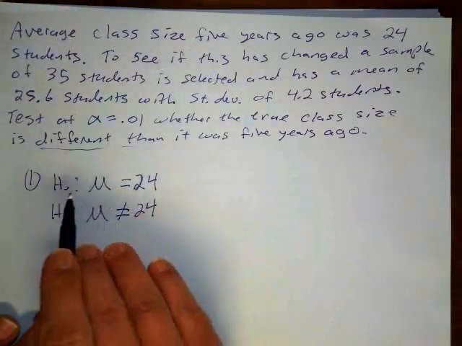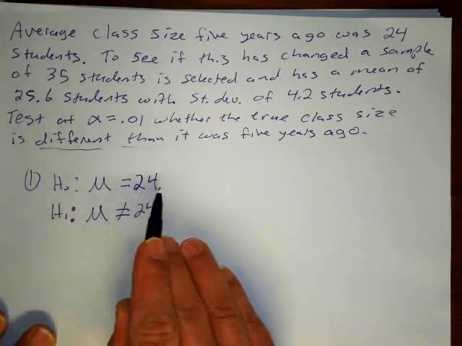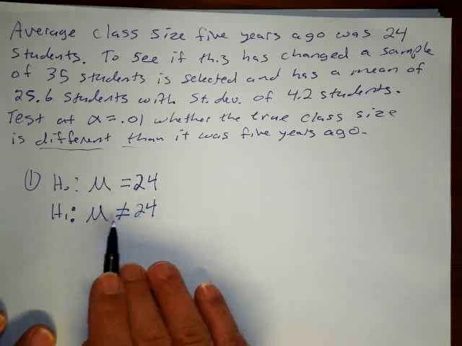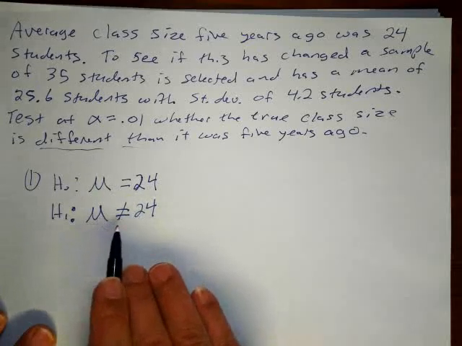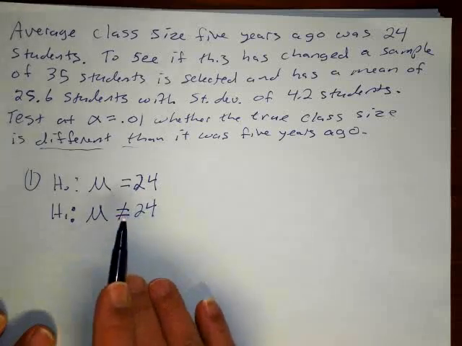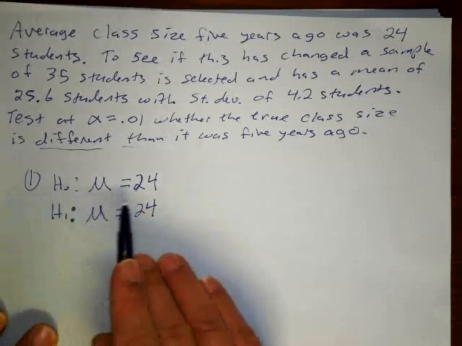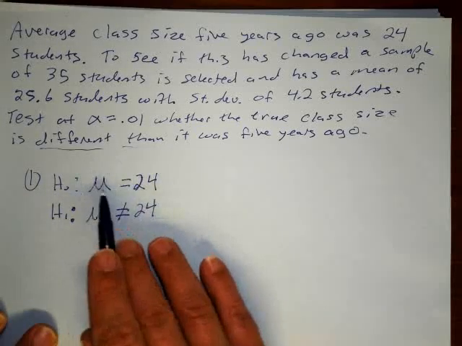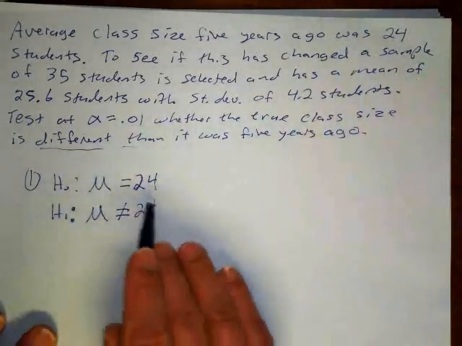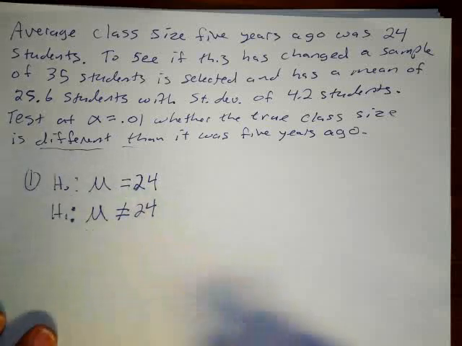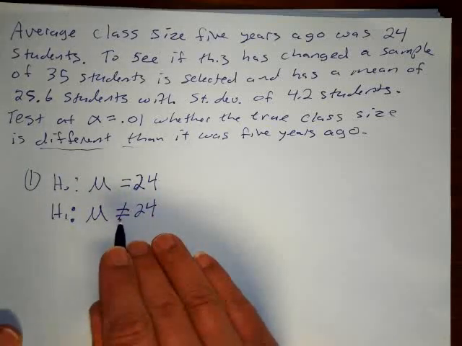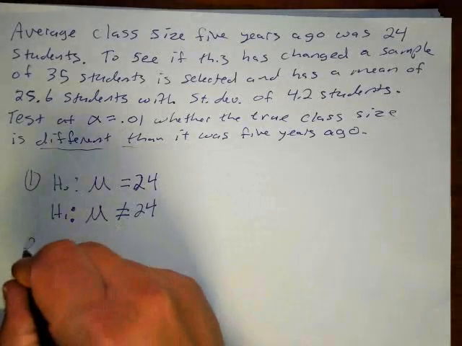So the null will always be an equality. The alternative will always be an inequality, either less than, greater than, not equal to. All three of those are inequalities. So the null will always say there is no difference. It assumes it hasn't changed, it's the same. And then the competing claim is no, I want to show that it actually is different than 24. So that not equal to makes this a two-tailed test.